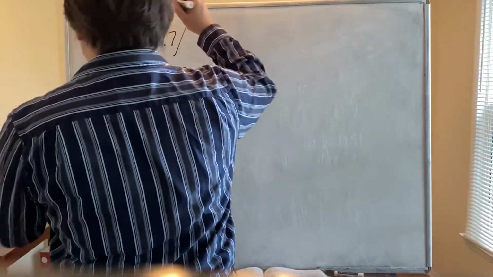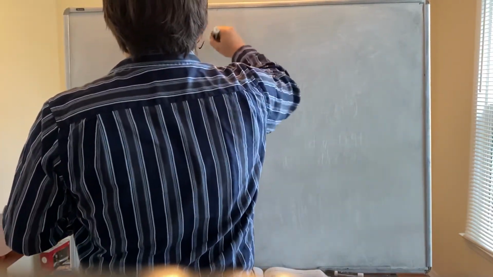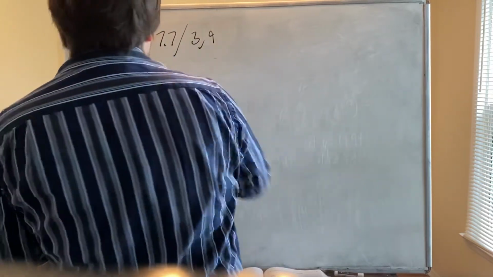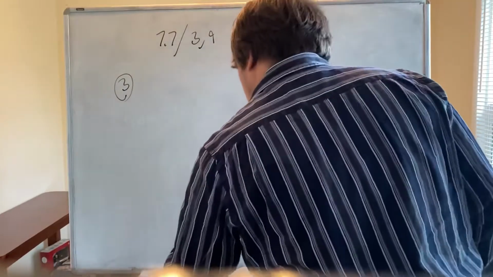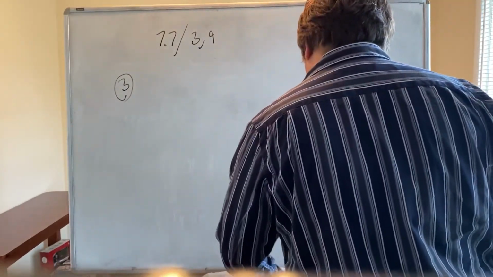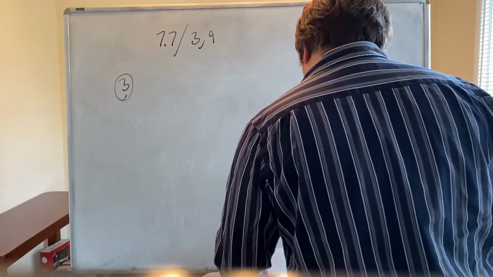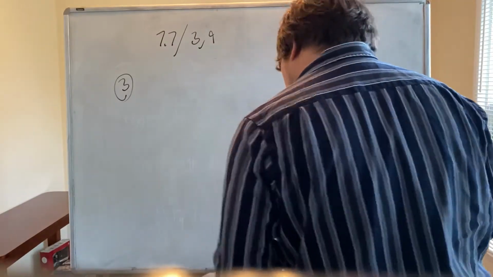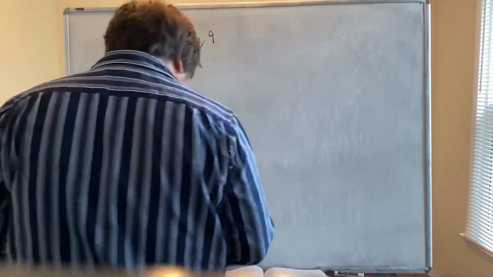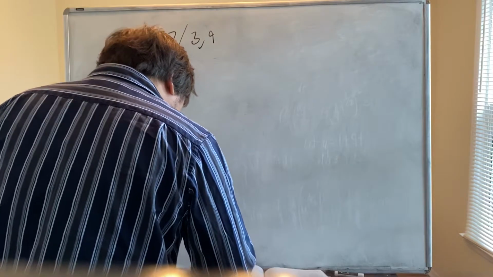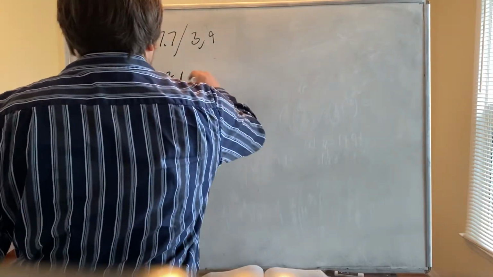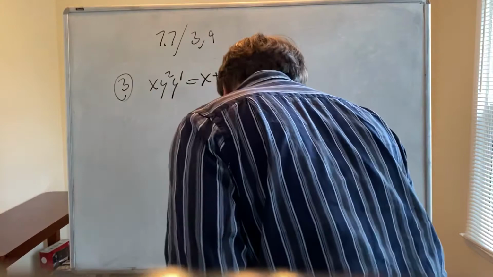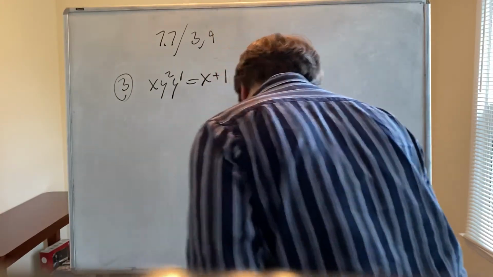Okay, 7.7. So 7.7, numbers 3 and 9. Let's go to 7.7. So let's look at number 3. Solve the differential equation. You have x y squared y prime is equal to x plus 1. So x y squared y prime is equal to x plus 1.